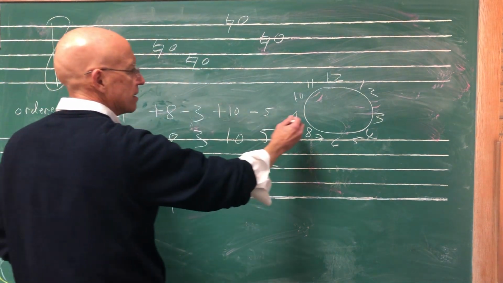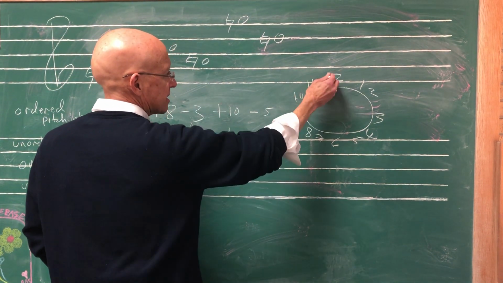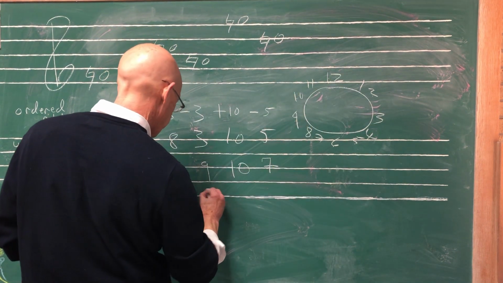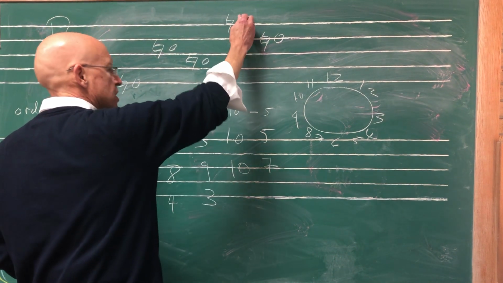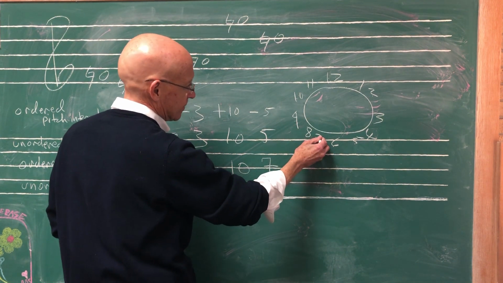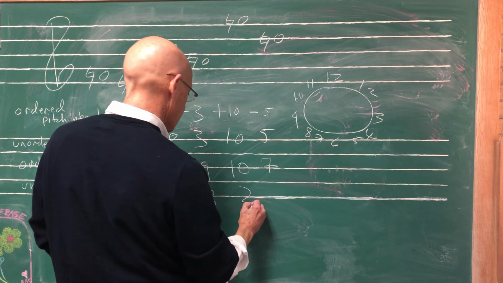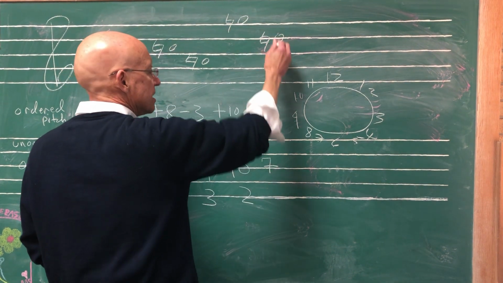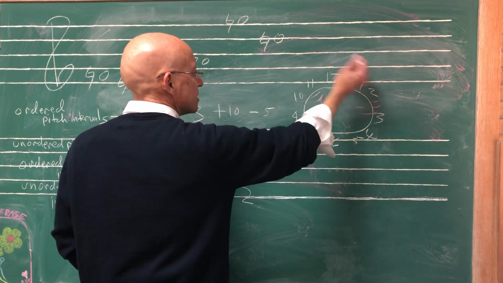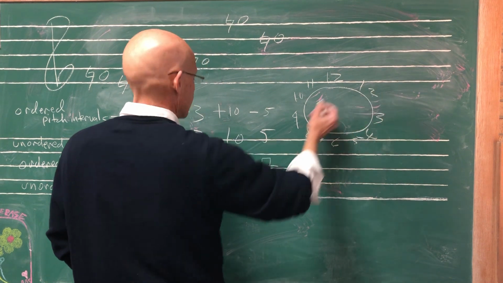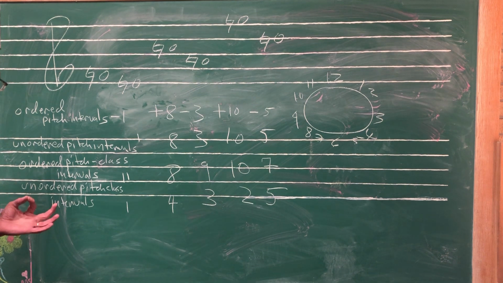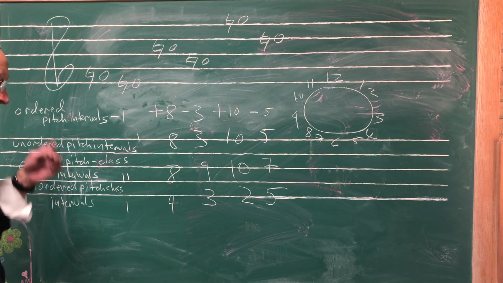C to A. This distance is obviously closer than this one. So it's 1, 2, 3. A to G, 9 to 7. This distance is obviously closer than this one. So it's 2. G to D, 7 to 2. This distance is obviously closer than this one. So it's 1, 2, 3, 4, 5. And that is unordered pitch class intervals.